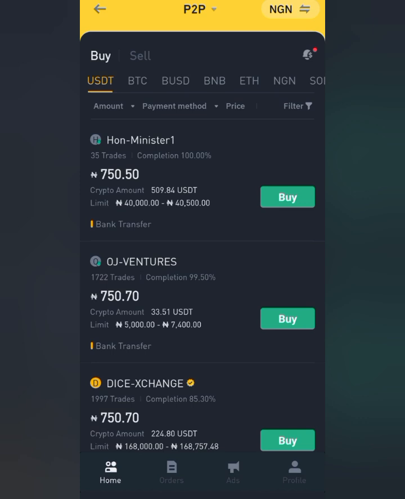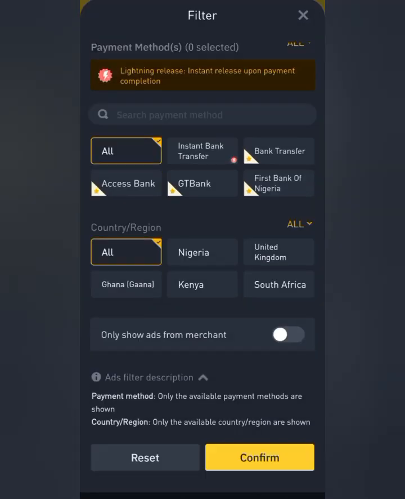Anytime you want to buy, all you have to do, always remember to go to this filter and click on it, and then you'll be able to get a lower price. So anytime you want to buy, always remember to click on this filter and it will give you the best price, okay? So that's the first thing you need to learn.